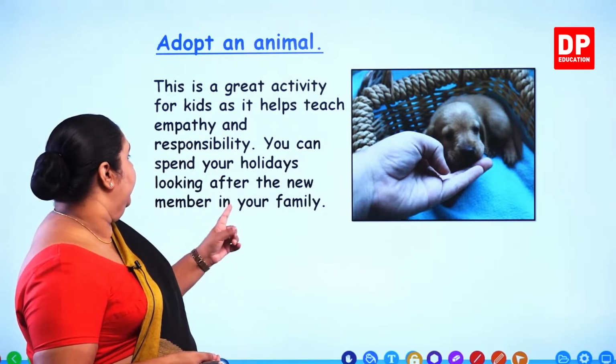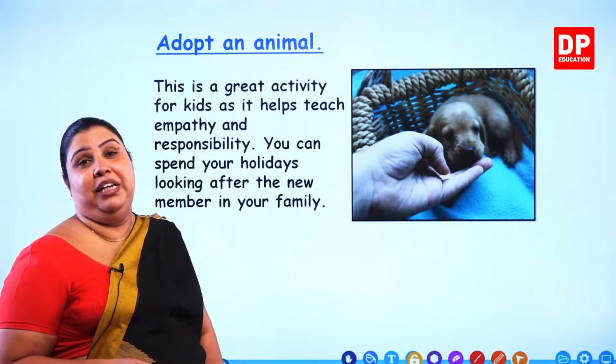You can spend your holidays looking after the new member in your family.